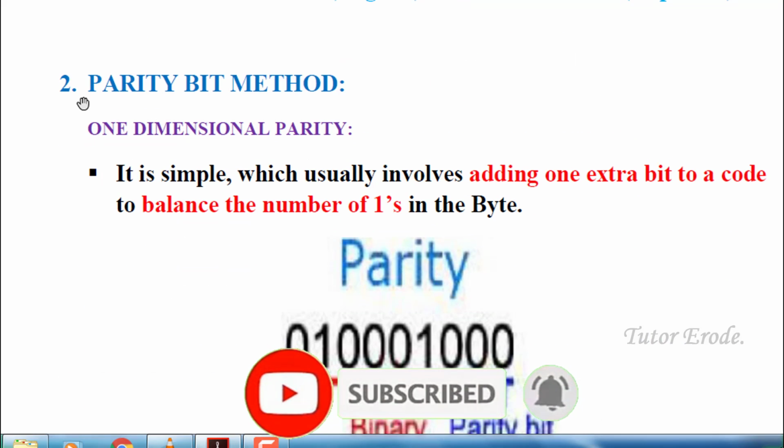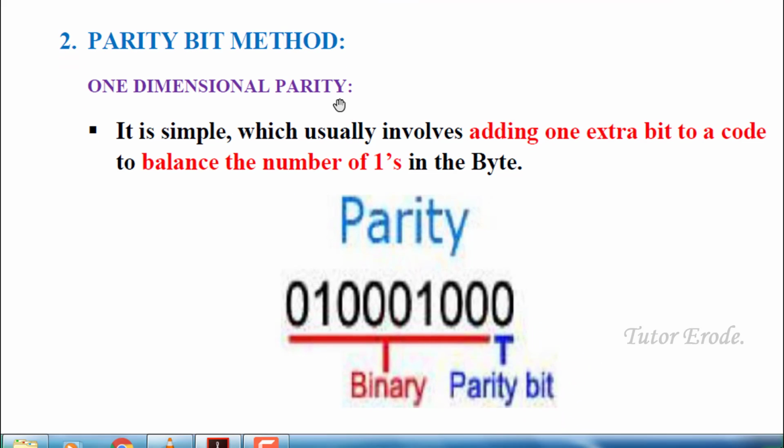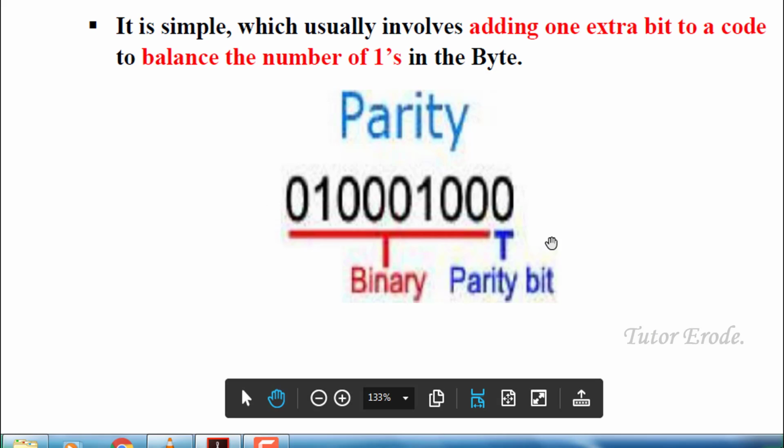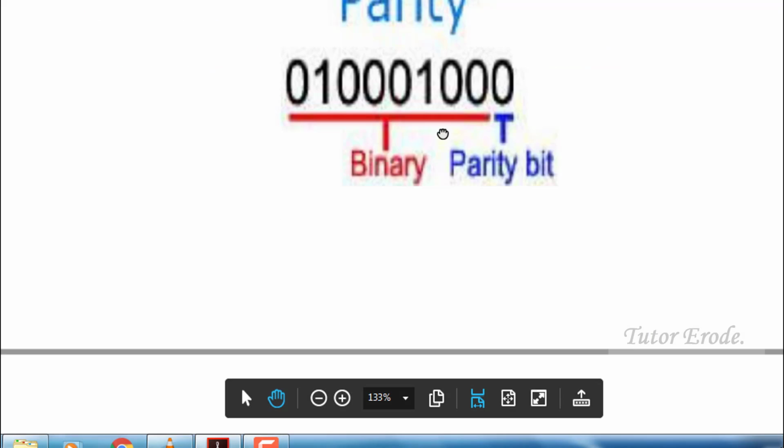In error detection, the second method is the parity bit method. It has two types, one dimensional parity and two dimensional parity. First we go with one dimensional parity. In this method we additionally add one extra bit to balance the number of ones in the byte. We can set it as even or odd parity. In our example we used even parity. In our example we have two ones in our byte. To maintain even parity, we add 0 as the parity bit.